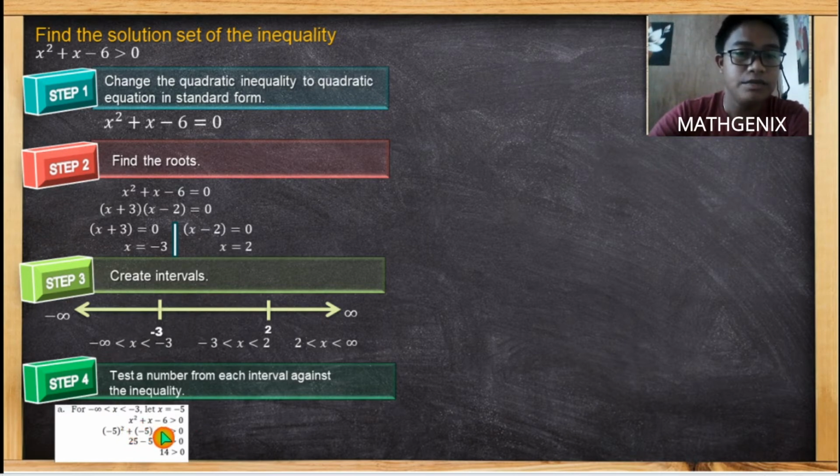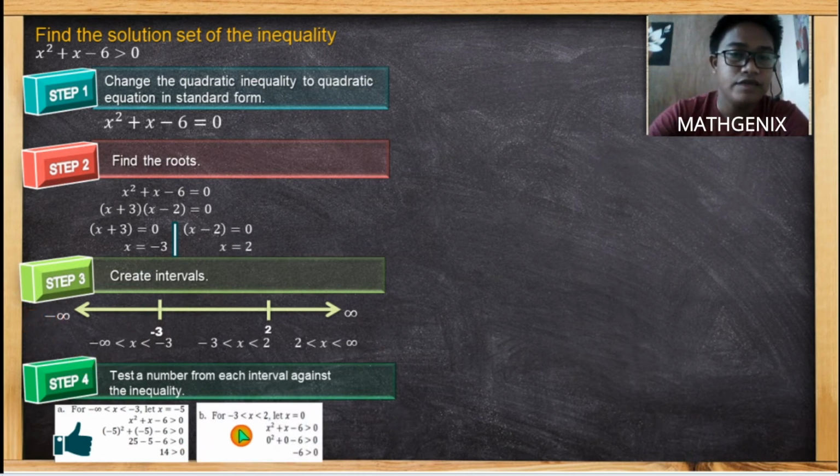x squared plus x minus 6 is greater than 0. Negative 5 squared. Pinalitan lang natin si x into the value of negative 5. Then, plus negative 5 minus 6 is greater than 0. So ito na yon. 14 is greater than 0. So ang solution natin, ito ay part ng solution si negative 5. So meaning, ito na less than kay negative 3 up to negative infinity ay part ng solution.